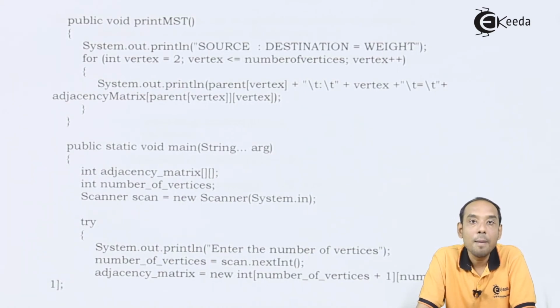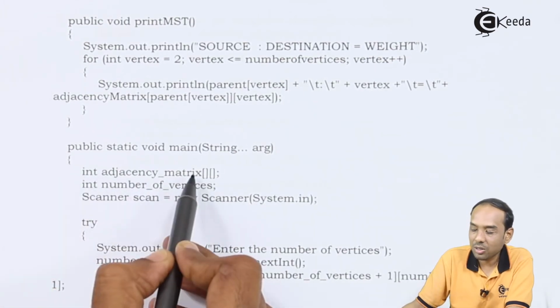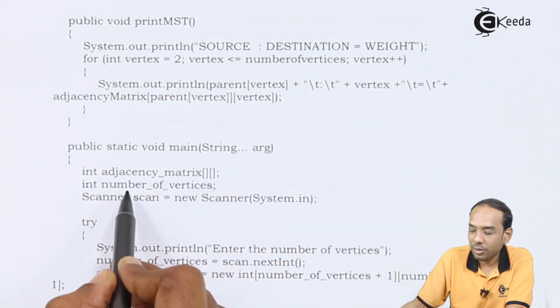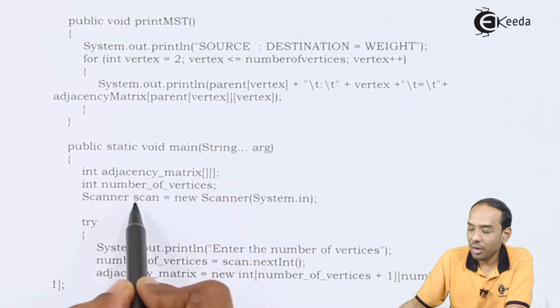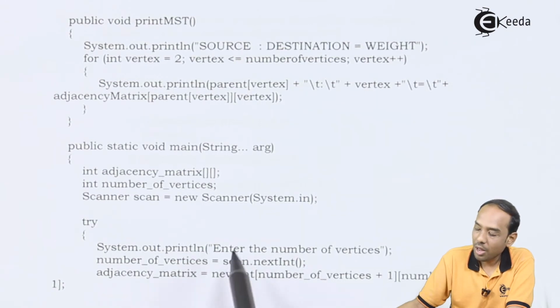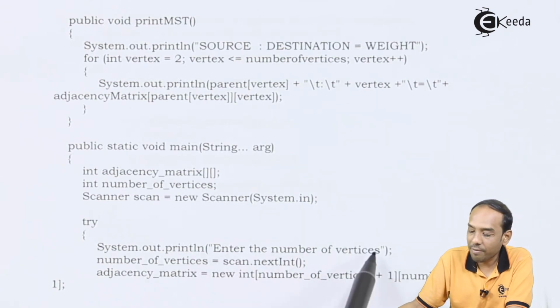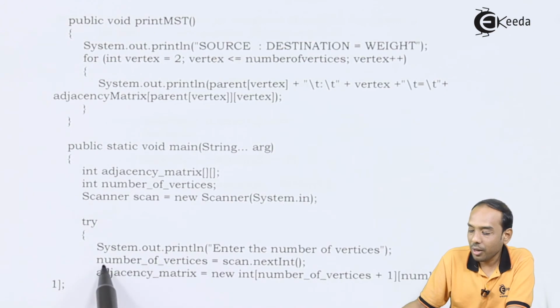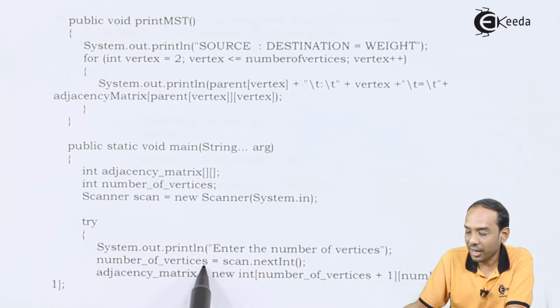Now we will go for the main function of the class with the concept of try-catch block. We write down adjacency matrix with the rows and columns. Then we have number of vertices. We take the scanner class object called scan to take the value from the user. Then we put our code into the try-catch block. Let us begin. We have asked the user to enter the number of vertices. So we pass this value to the variable called number of vertices.